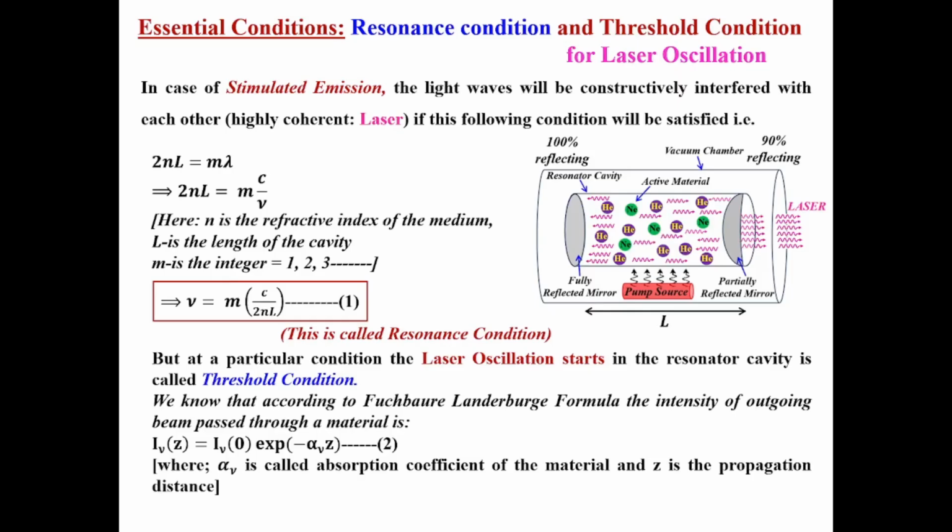In our next class we are going to discuss the resonance condition and threshold condition for laser oscillation. These are essential conditions for laser action. We have already discussed that the necessary condition is population inversion. After that, these conditions should be satisfied by a laser system to provide laser action. So these two conditions we are going to discuss in our next class.